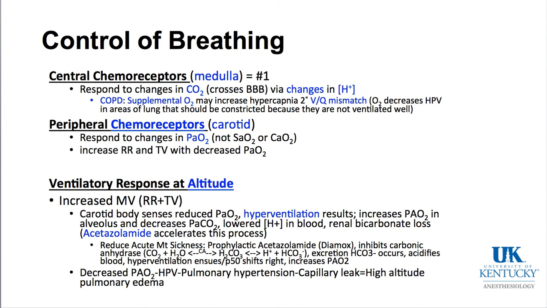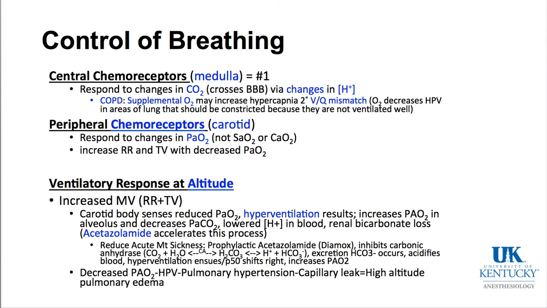The peripheral chemoreceptors, carotid body specifically, responds to the tension of oxygen, that is PaO2. Do not confuse this with saturation or content. It is tension. And the patient who has, for example, carbon monoxide poisoning, where content is reduced, but tension may be okay, may not see a hyperventilation state in a carbon monoxide poisoned patient. When hypoxia occurs and the peripheral chemoreceptors sense that PaO2 decrease, respiratory rate and tidal volume will increase.